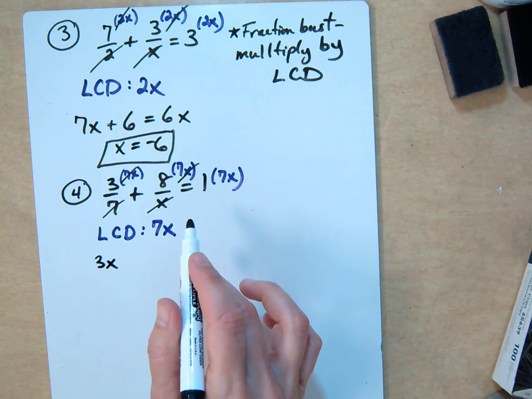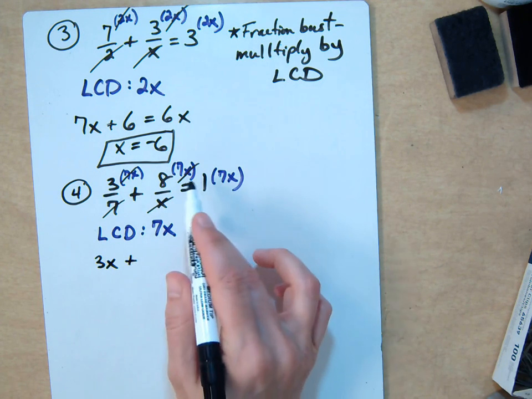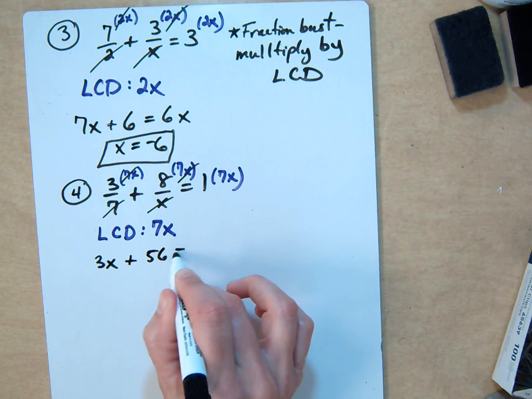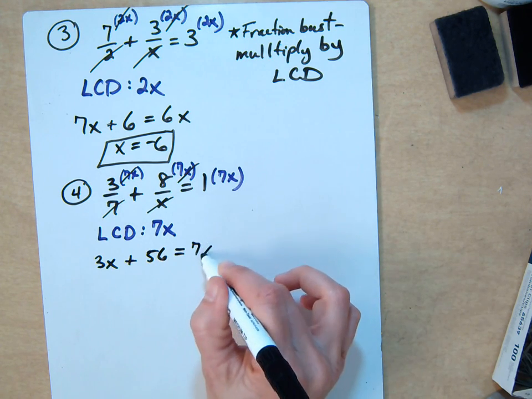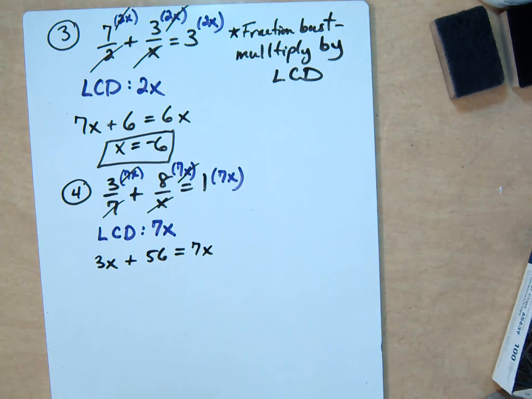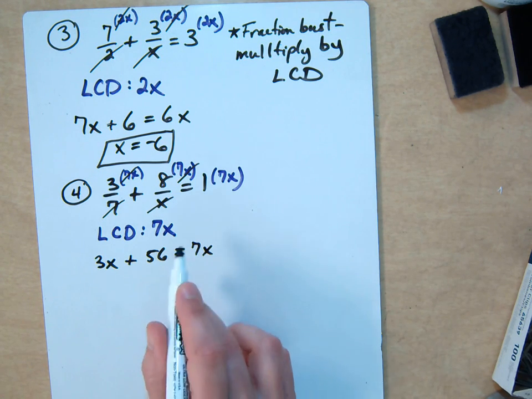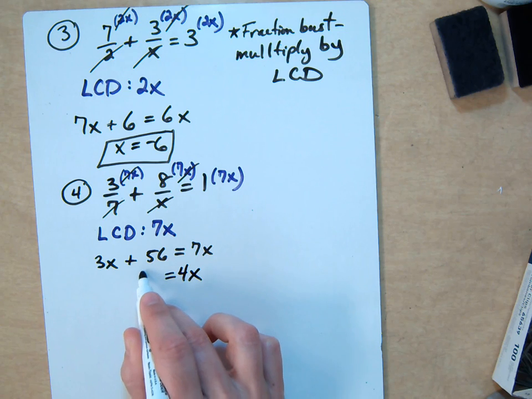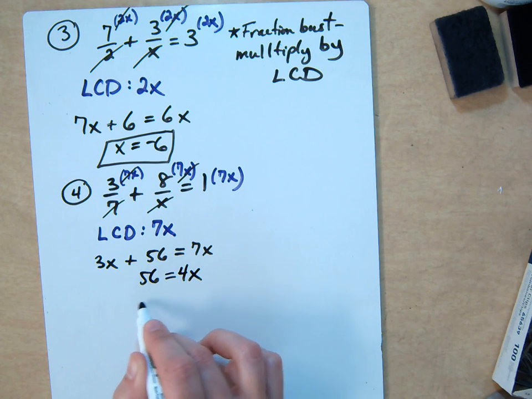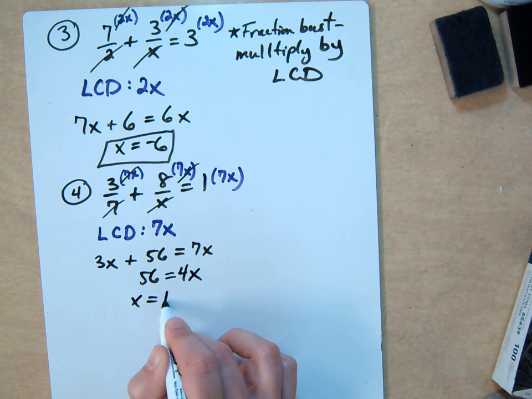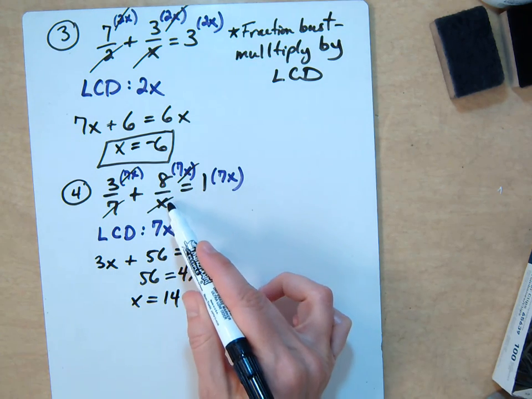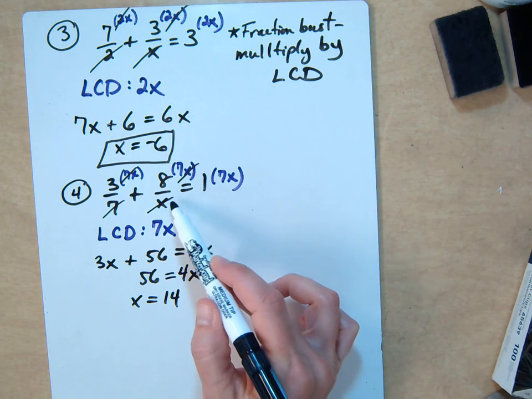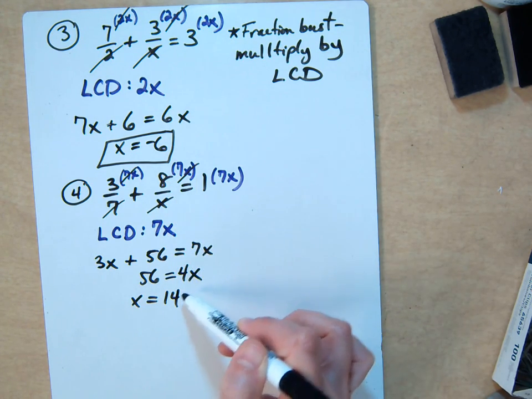What's left over here? 56 equals 7x. Oh, so easy to solve that. That's just a linear equation. Get all the x's on the same side, subtract 3x from each side, and divide by 4, and you get x equals 14. 14 is not a problem. 0 would be a problem here. X can't be 0, but 14 is fine.